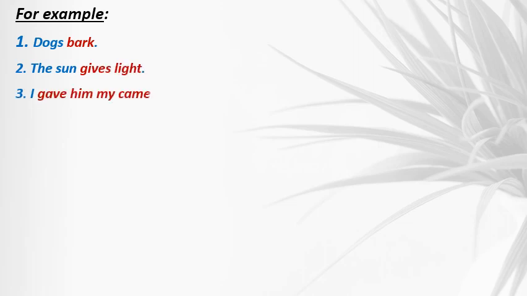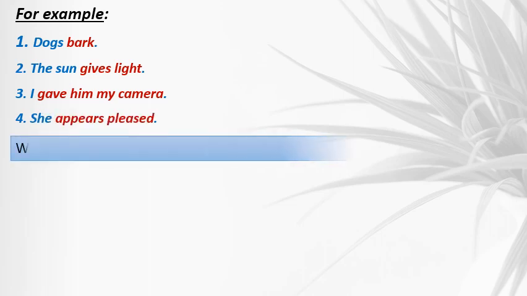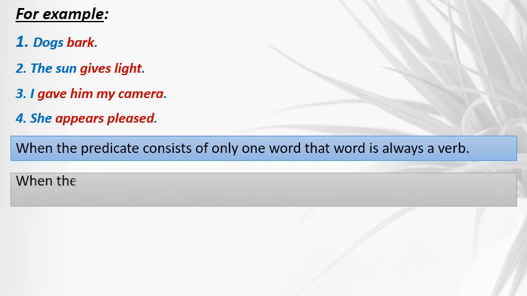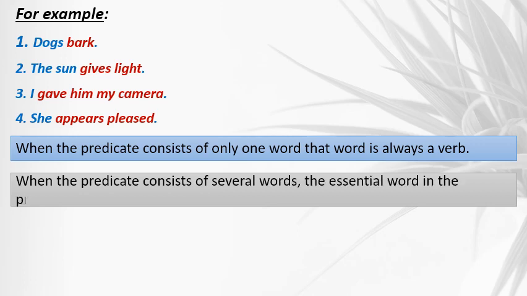Now let us see a few examples to clarify it. Number 1, dogs bark. Number 2, the sun gives light. Number 3, I gave him my camera. Number 4, she appears pleased. So, when the predicate consists of only one word, that word is always a verb. But when the predicate consists of several words, the essential word in the predicate is always a verb.